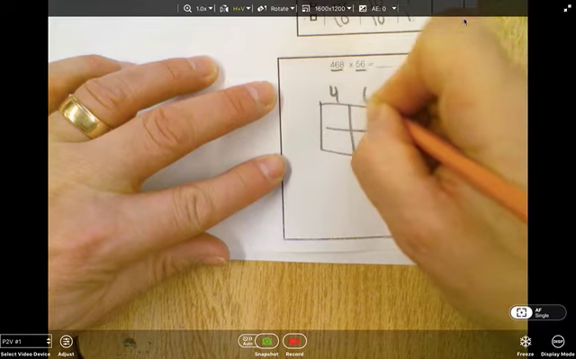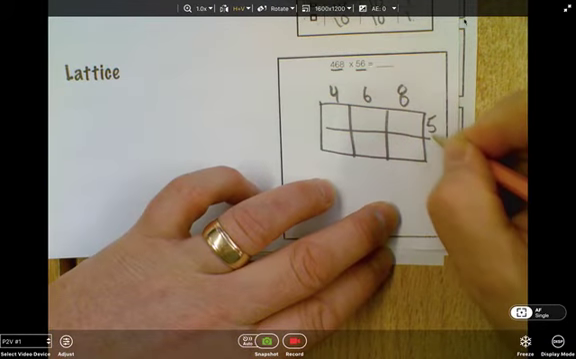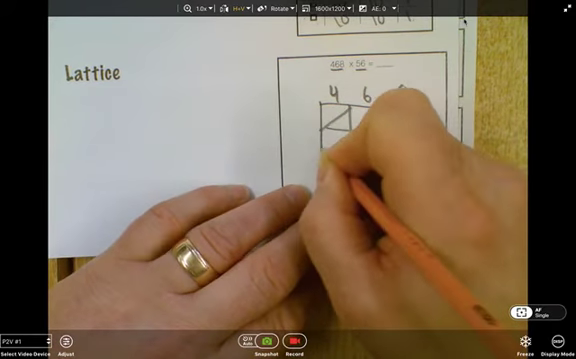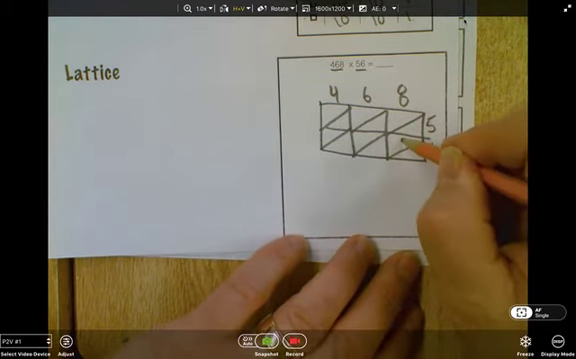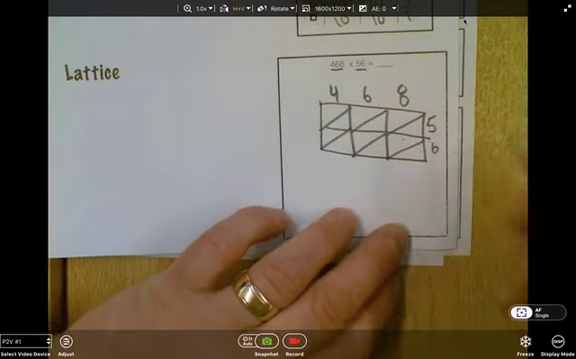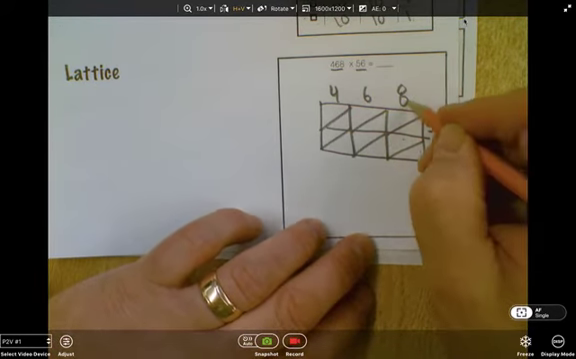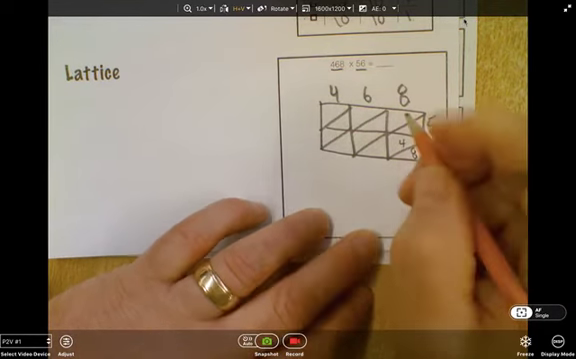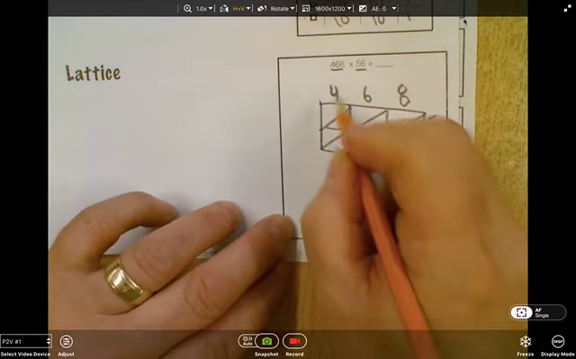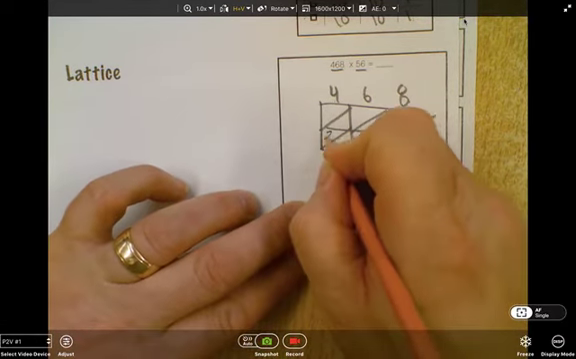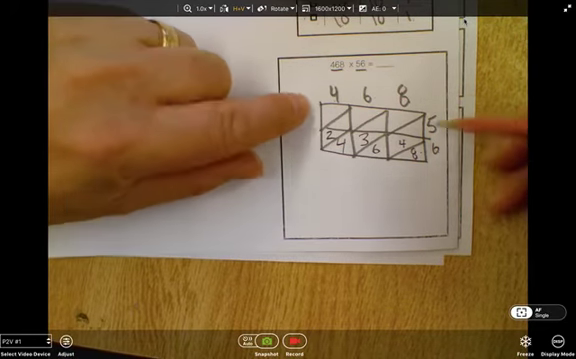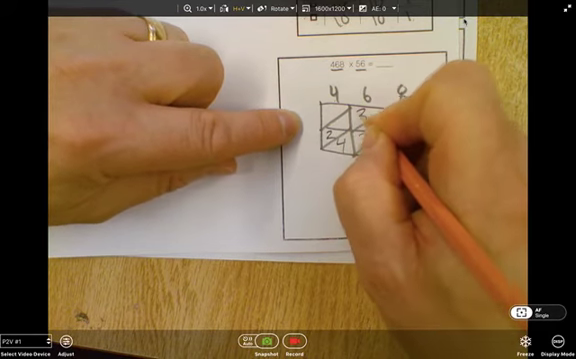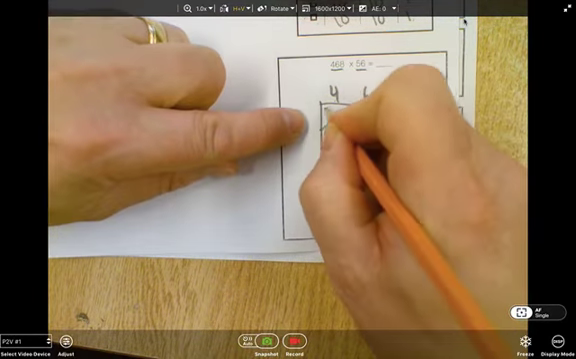So 468 times 56. Now, in each box, you need to make a diagonal. And what happens is the top of the diagonal is where the 10s go, and the bottom is where the 1s go. So here we go. Let's multiply 6 times 8 is 48. So 48. 6 times 6 is 36. 6 times 4 is 24. Now we go to the top. 5 times 8 is 40. 5 times 6 is 30. 5 times 4 is 20.